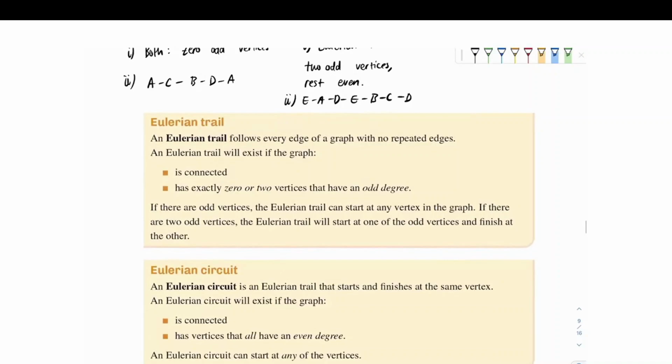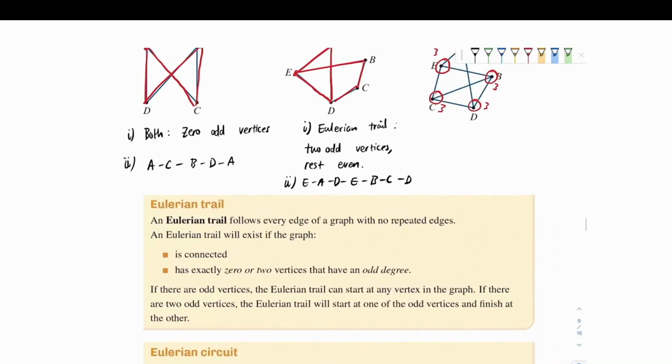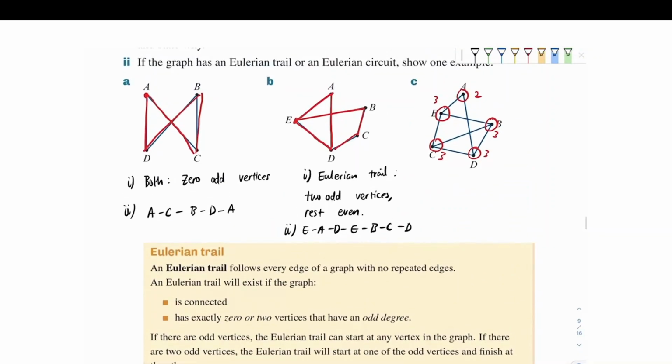And the last one says it has all vertices that are of even degree. This is certainly not the case either. So this one on the right side has neither, because there are more than 2 odd vertices.